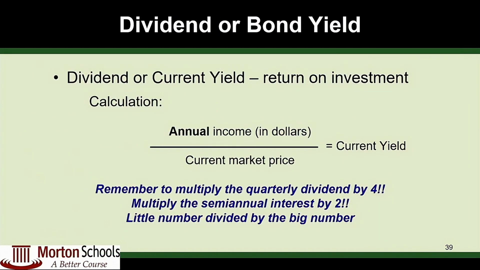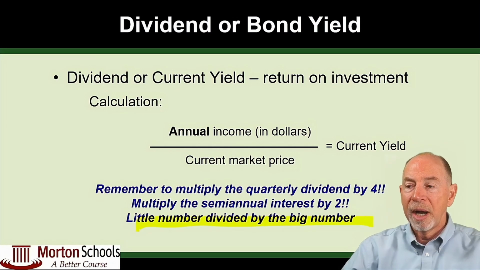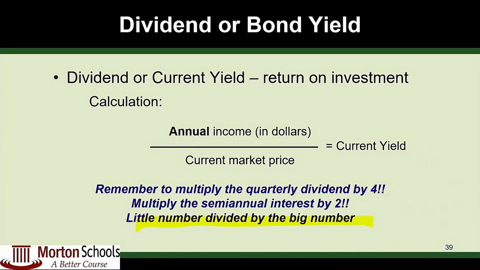Now, another very important thing that we need to be able to do is to do this yield calculation. Remember, the yield calculation is pretty simple. It's the little number divided by the big number, but you have to remember to get everything in annual dollars. So remember that if it's a dividend, we've got to multiply that quarterly dividend by 4. You can absolutely bet that they're only going to give you the single quarterly dividend payment. So if the quarterly dividend payment is $25, we've got to what? Multiply times 4 and put $100 as the annual income.